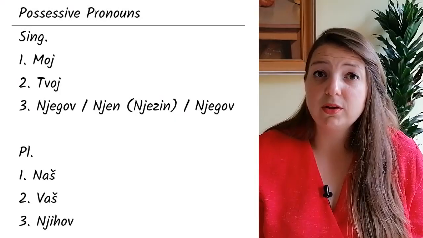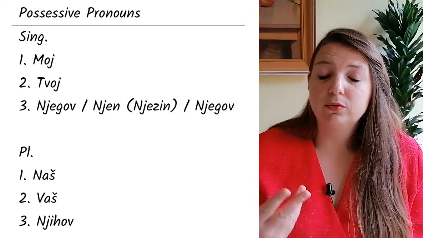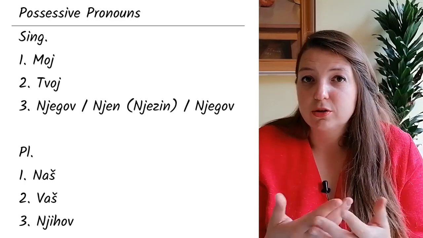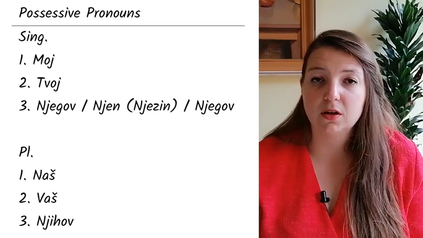So just like English, Croatian has possessive pronouns: mine, your, his, hers. And these are moj, tvoj, njegov, njezin, naš, vaš, njihov. These are just the possessive pronouns, right? But the trouble starts when you start seeing this word svoj everywhere. So what's the deal here?